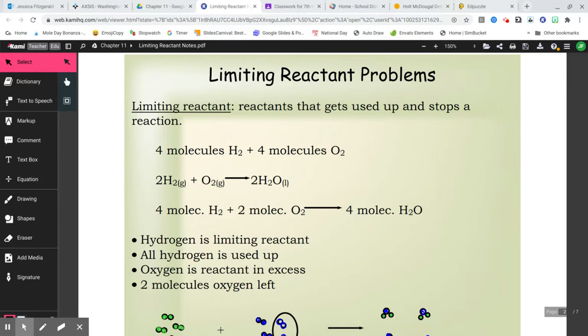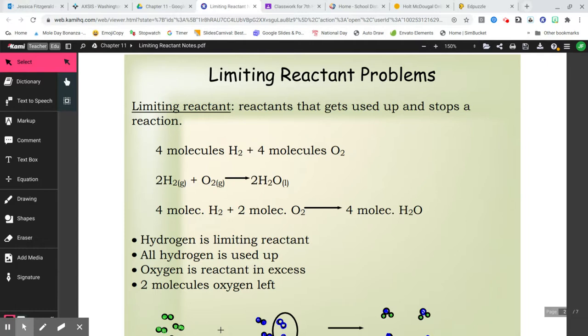Once the limiting reactant is used up, the reaction is going to stop. And the other reactant, the reason why it's called excess, is you're going to have some left over because it's not all completely used. So I'll give the analogy of making cookies. Okay, so basics that you need for most cookie recipes would be your flour, your white sugar, your brown sugar, and so on.